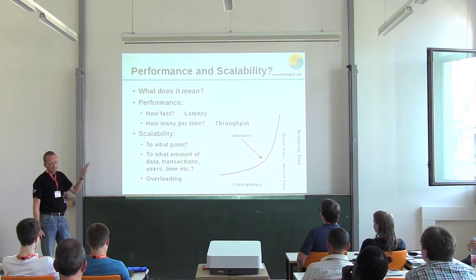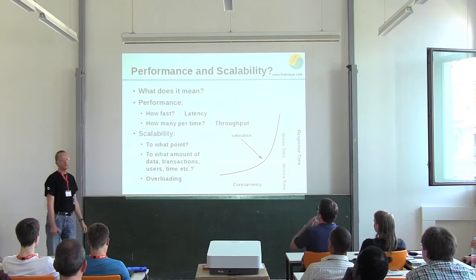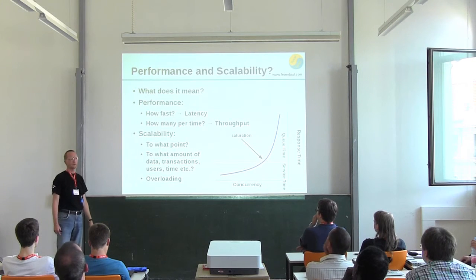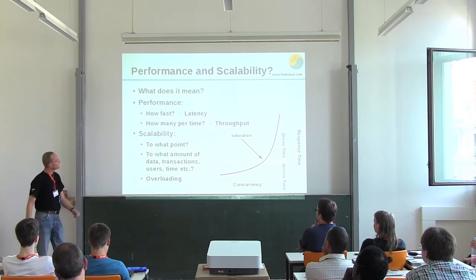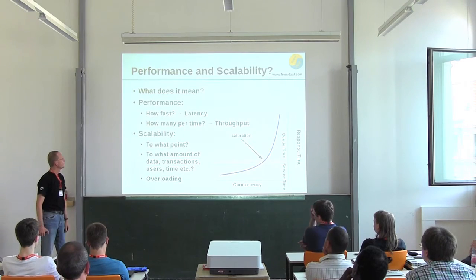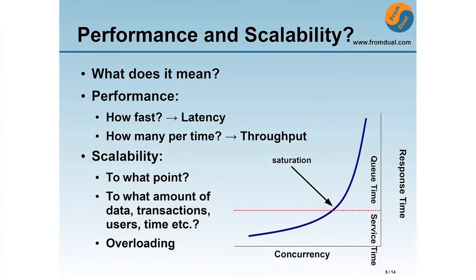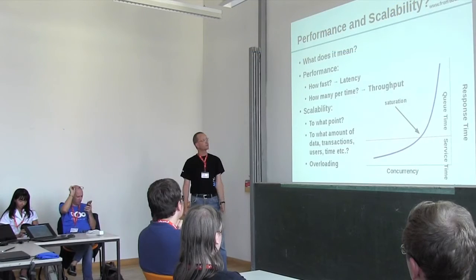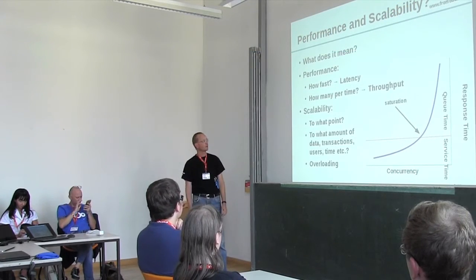The presentation was about scalability and performance. So what does it mean? We found out that a lot of people have different understandings of performance and scalability. When we talk about performance, there are two different meanings. One is how fast it is, that's latency, and the other is how many per time, that's throughput. So when we talk about database performance: how fast is my query, and how many queries do I run per time?